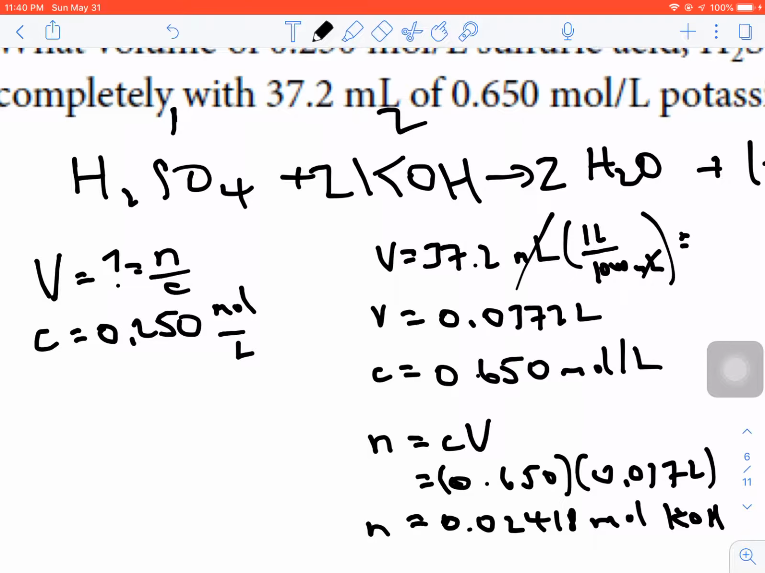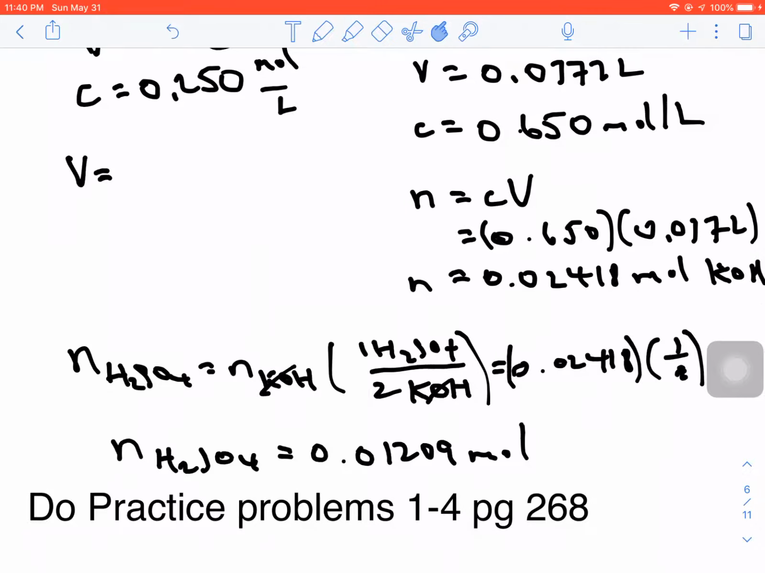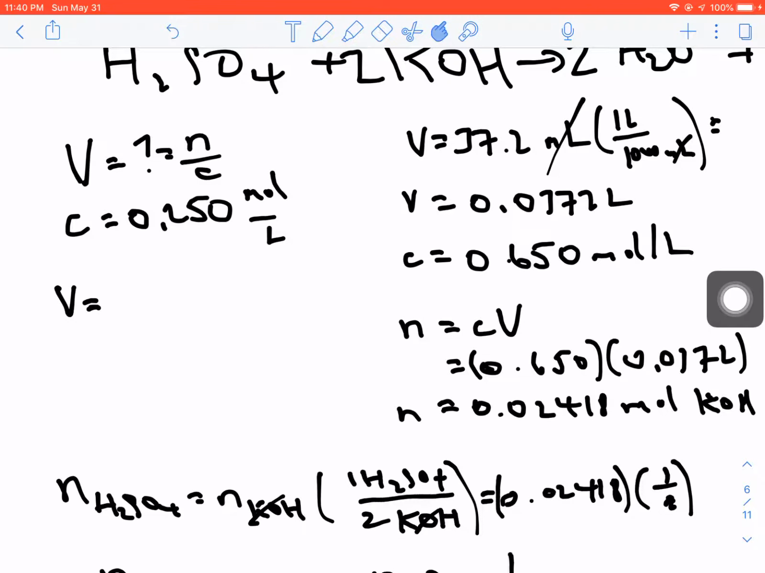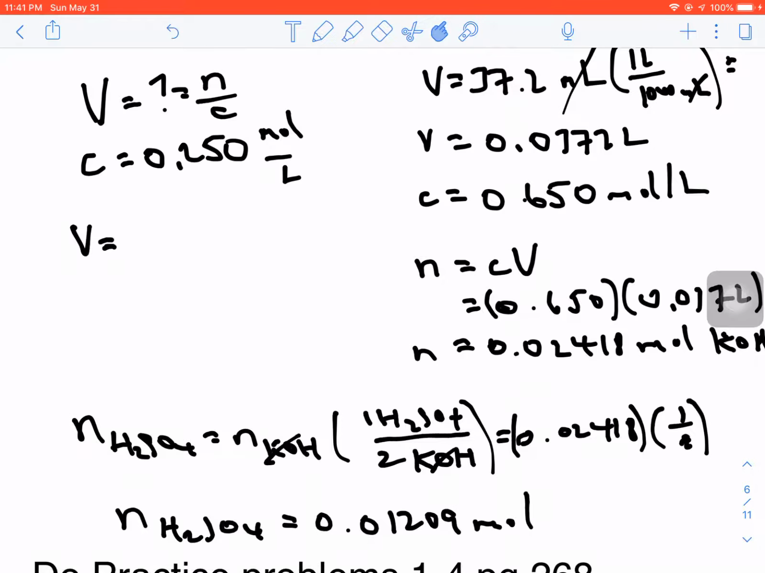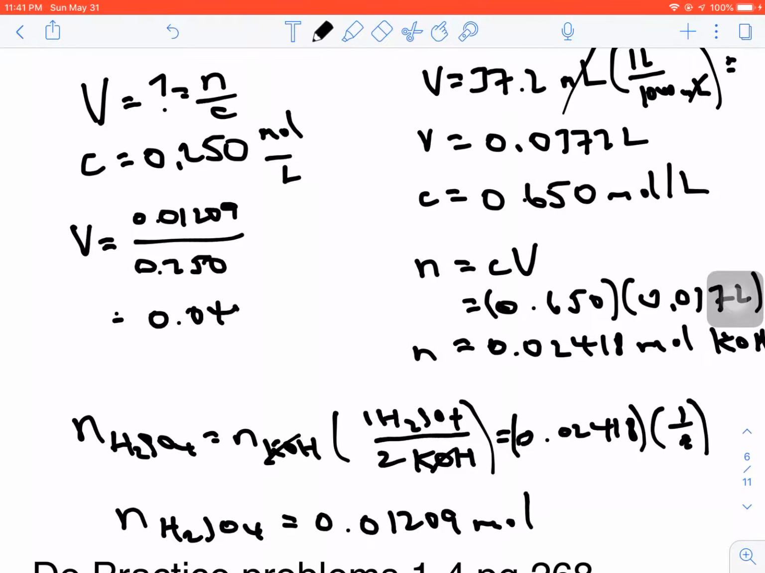So if I'm trying to solve for V now, it's going to be equal to my number of moles. Well, I just calculated that. It is 0.01209 moles. There's my N. 0.01209 moles divided by my concentration, 0.250, and I get a final answer which is 0.0484 liters.